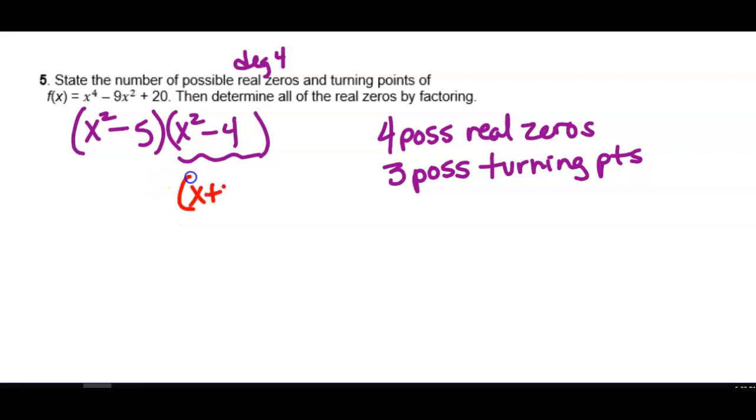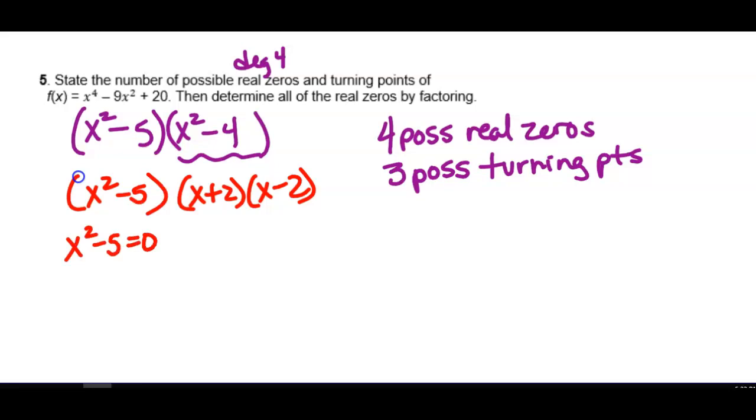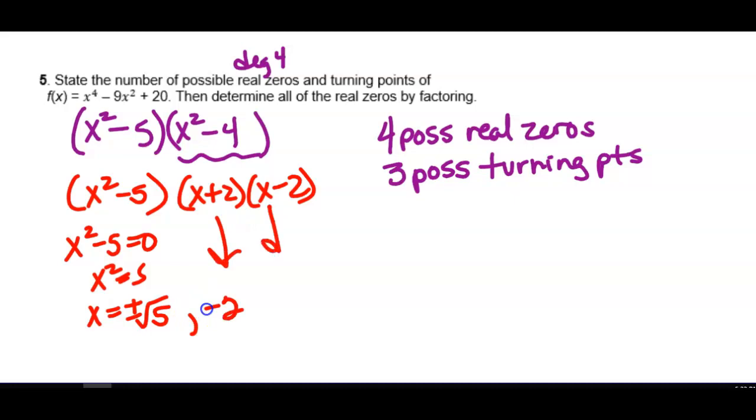This would factor x plus 2 and x minus 2. This one does not factor further. If we set this equal to 0, we get x squared equals 5, x equals plus or minus the square root of 5. If we square root both sides, set that equal to 0, we get negative 2. Set this equal to 0, we get a positive 2. So there was no i's anywhere. This is like 2.1 or something. So we have 4 real zeros.